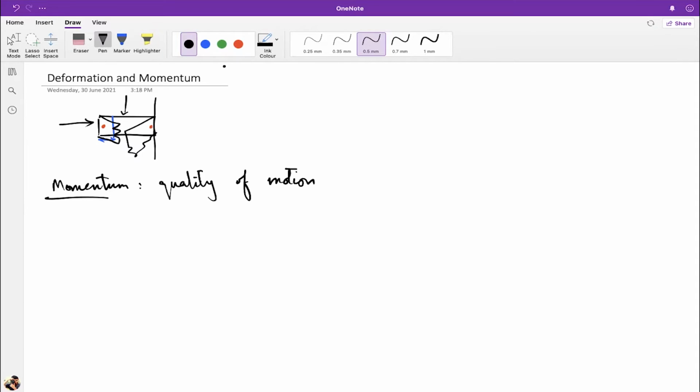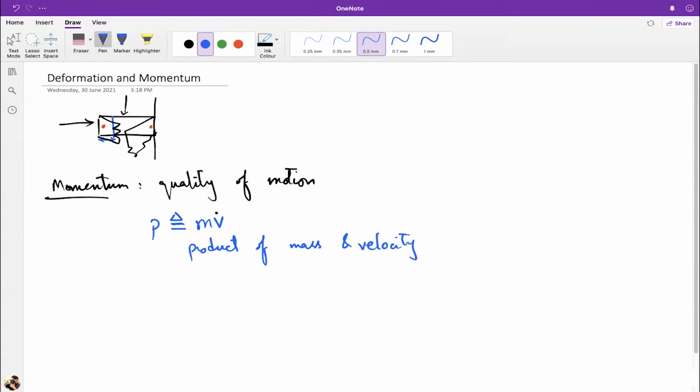The formula is the definition. So P, which is usually used for momentum, this triangle means that this is not only the formula, but also the definition. So P is mv. What this is telling me is that the momentum P is the product of mass and velocity. That's what momentum is. And velocity, as you know, is a vector. Momentum is also a vector. So momentum is quality of motion and momentum is the product of mass and velocity.